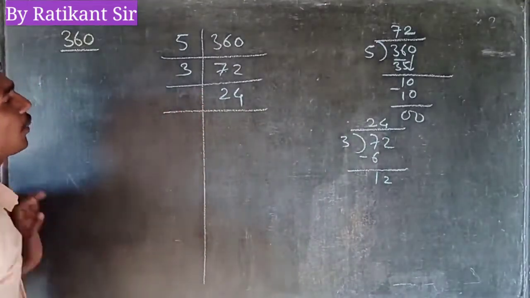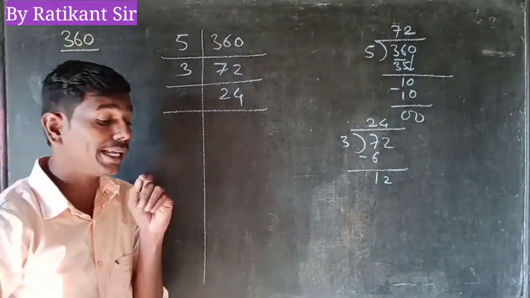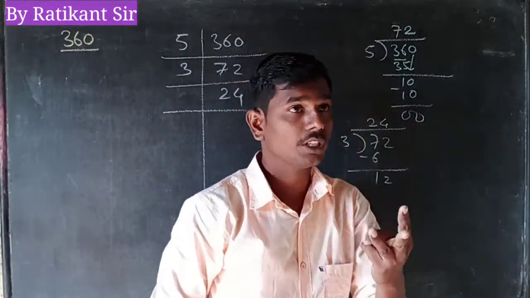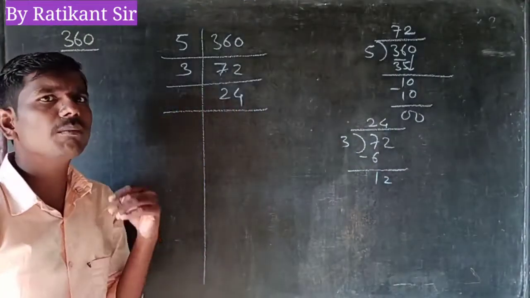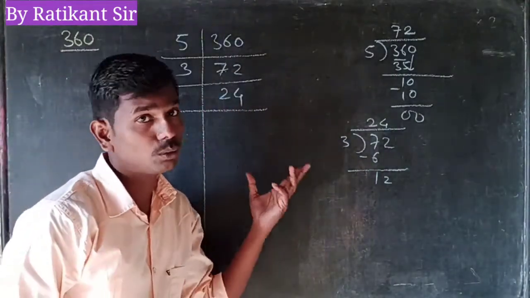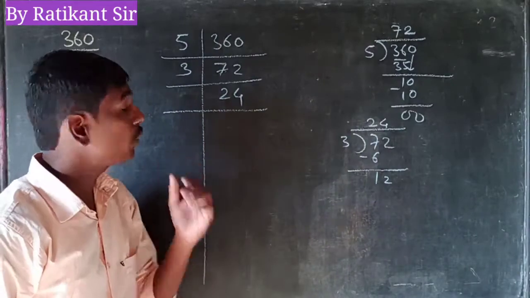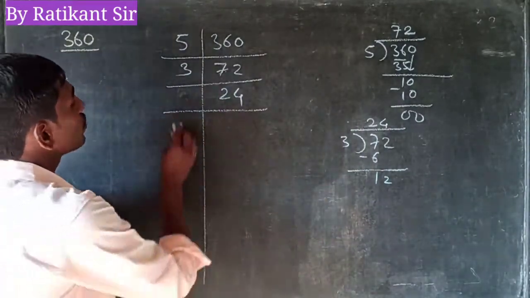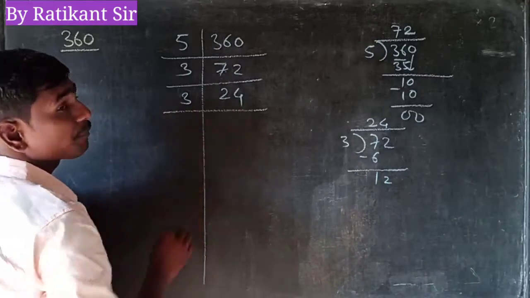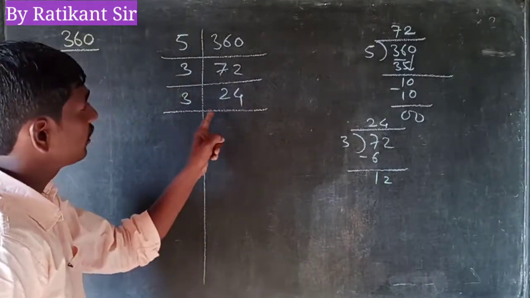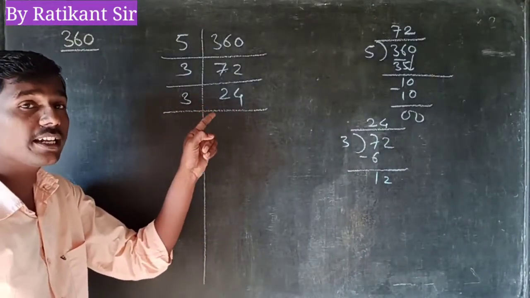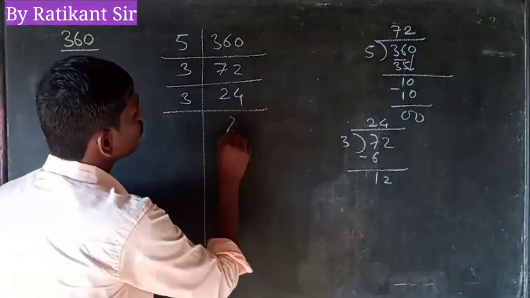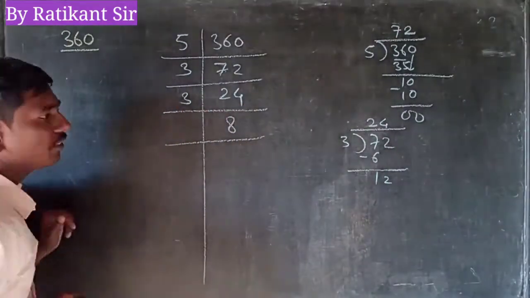Now this 24 is again divisible by 3. You can say, sir, it is divisible by 2. Yes, you can divide by 2 also, because we will definitely get 2 in the next step. So 3 ones are 3, 3 eights are 24.